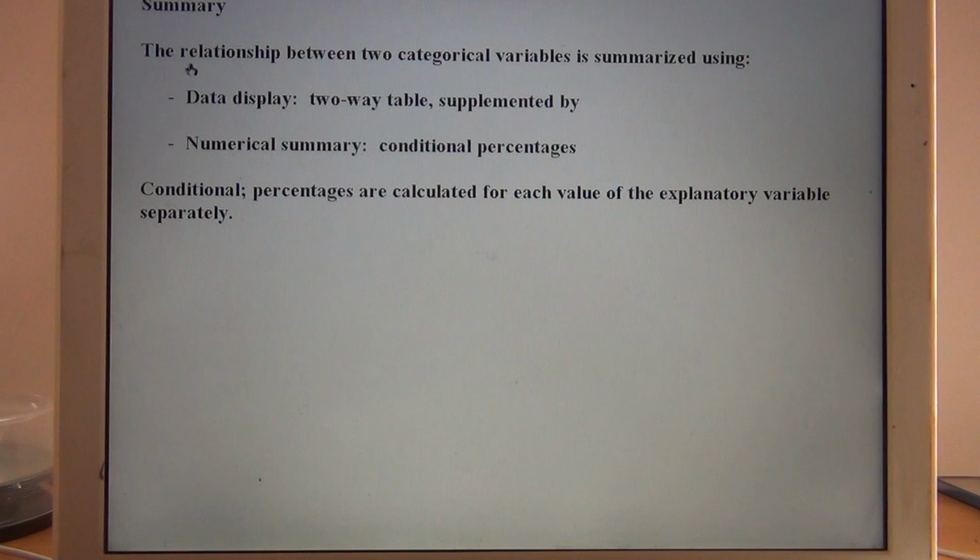So, to summarize: the relationship between two categorical variables is summarized using a data display, a two-way table, which we had some examples of, and the raw data being converted into percents. We also looked at the conditional percentages, and then we also represented the data by a graph. Well, okay, that is the example of some simple data analysis methods when you have a categorical explanatory variable and a categorical response variable. Thank you very much.